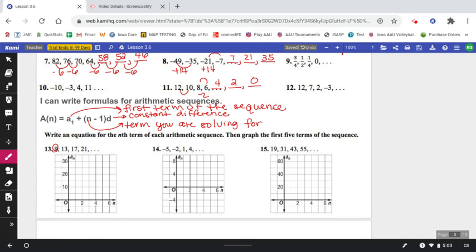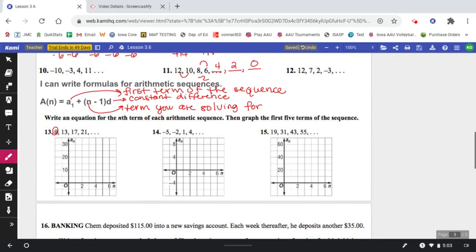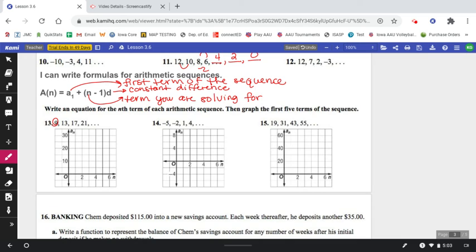So in this example here, it says write an equation for the nth term of each arithmetic sequence, then graph the first 5 terms. So I'm going to start with 9 because that's my first term, plus, and in this example, they just say the nth term. So they're not giving me what n is, and so I'll just leave that as n minus 1. And then I have to solve for the common difference. So going from 9 to 13 and 13 to 17 is plus 4.